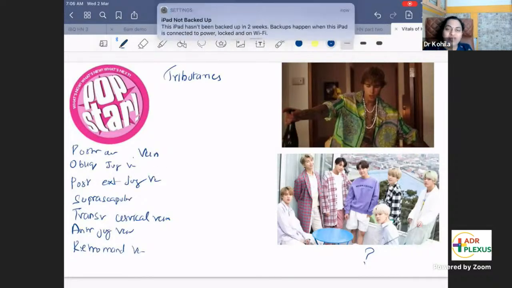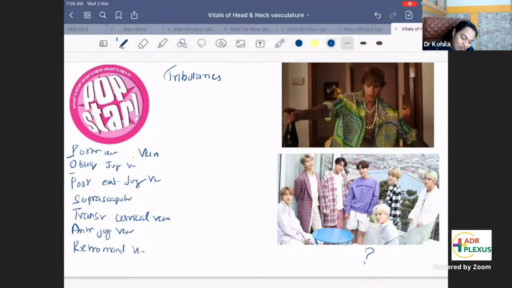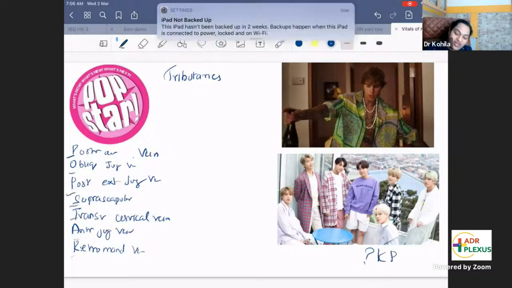I was telling my husband yesterday, choosing this mnemonic was a bit more difficult than choosing names for the children. Yes, hope you remember it. Pop star. And this is what my children call K-pop, BTS band army. You people must be familiar with it.